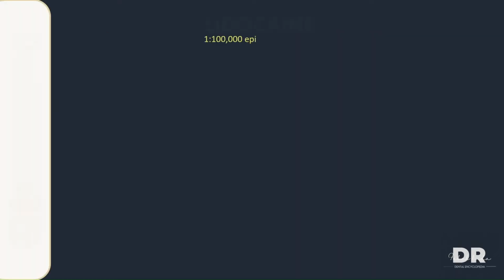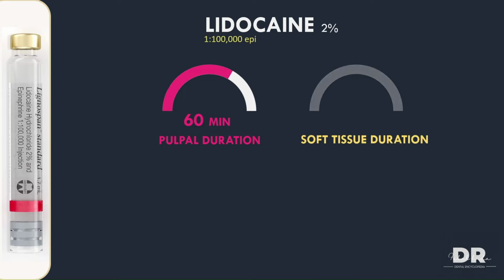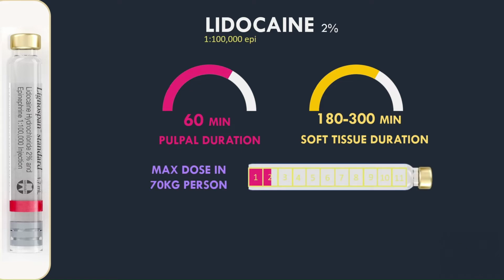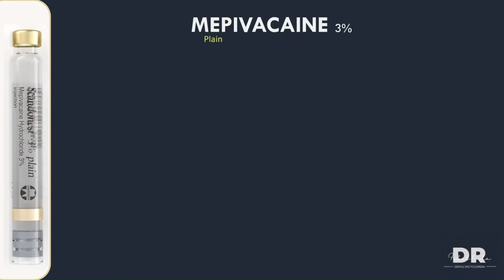The first drug which we're going to discuss here is the most commonly used drug, called Lidocaine or Lignocaine, and we are going to see its pulpal duration. The pulpal duration of Lidocaine is about 60 minutes, with a soft tissue duration of 180 to 300 minutes. The maximum cartridges that we can consume without reaching the toxicity level on a 70 kg person is about 11 cartridges. The advantage of lidocaine is that it's safe in pregnant as well as lactating women, and it is a less expensive drug.